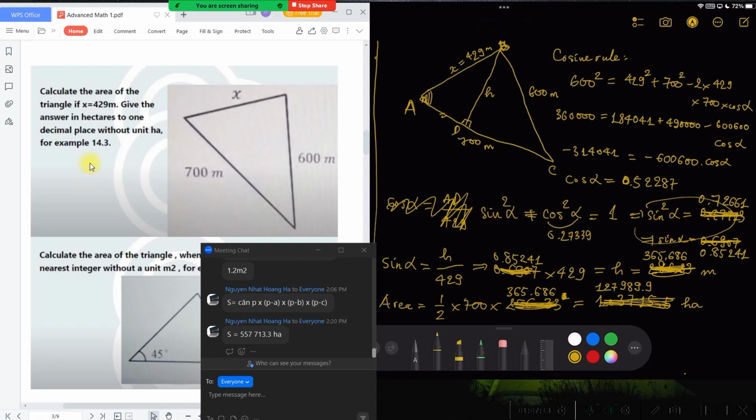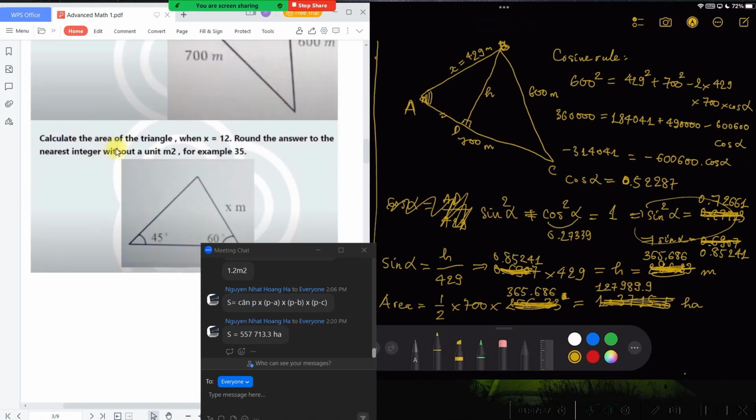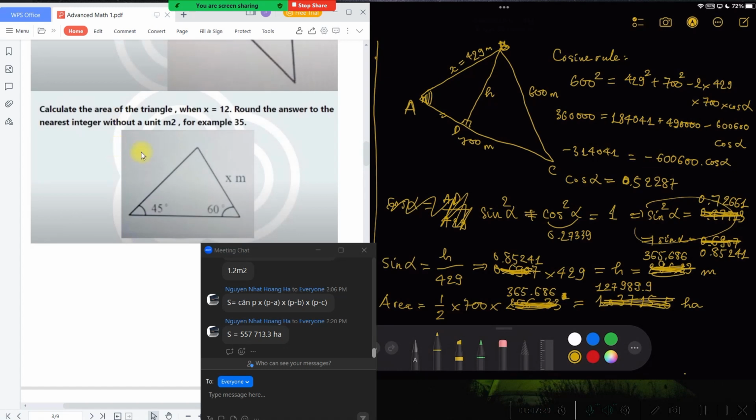And remember, you have to give the answer in hectare to one decimal place, okay? Mình phải ghi ra cái câu trả lời đến hectare là lấy một con số thập phân thôi nha. One decimal place. So 0.9 something. Alright, calculate the area. Okay, next one.